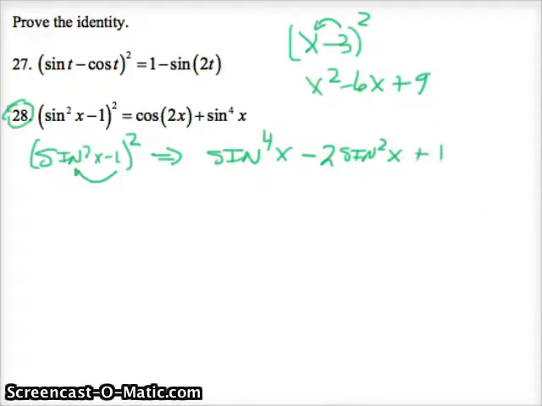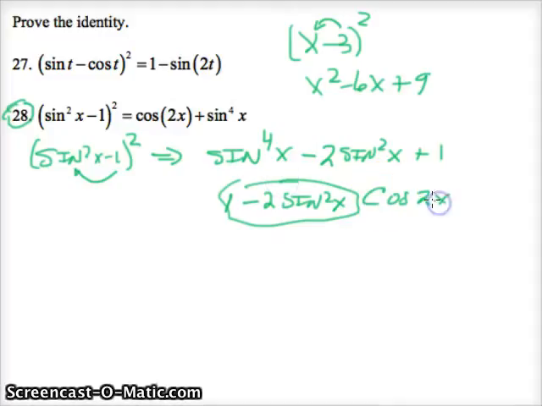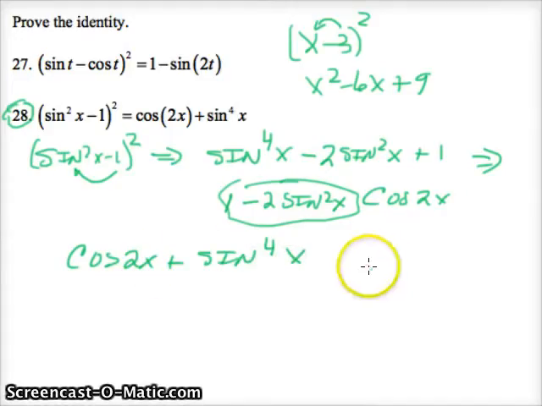We recognize from a formula that 1 minus 2 sine squared x is the double angle identity for cosine. That's equal to cosine of 2x. So I'm going to rewrite this as cosine of 2x plus sine to the fourth x. And that's equal to what I was asked to do over here.